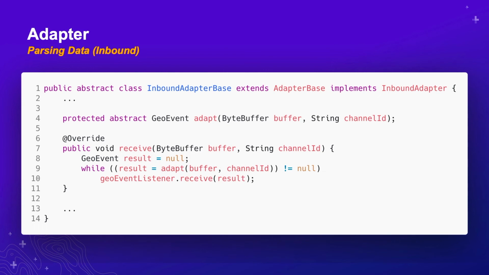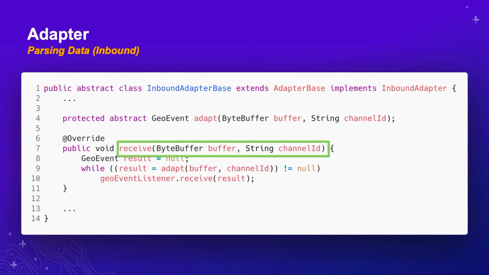When an inbound adapter receives raw data, it is in charge of converting that data into a GeoEvent object. This is the base class for the inbound adapter that you will need to extend from. It is important to note that it is in fact an abstract class, meaning you will have to implement all of its abstract methods. In this case, there is only one. You will implement the adapt method to handle the data conversion from raw bytes into a GeoEvent object.